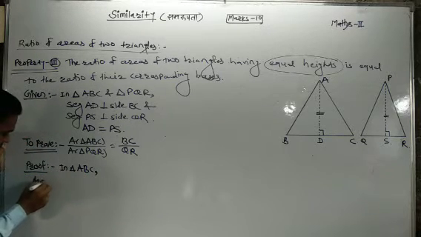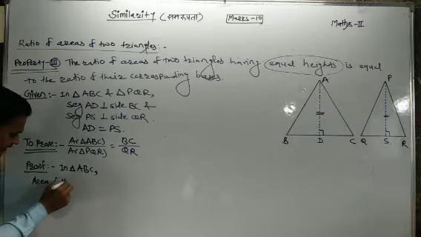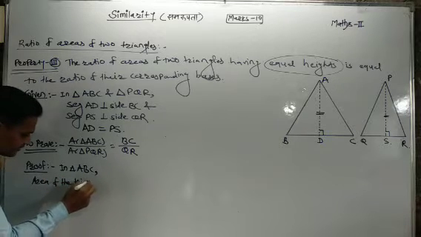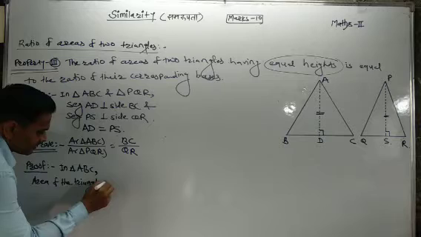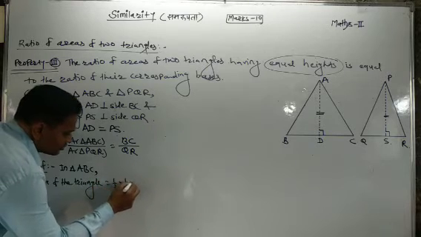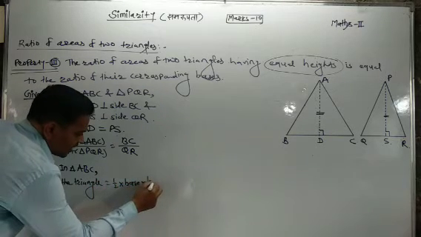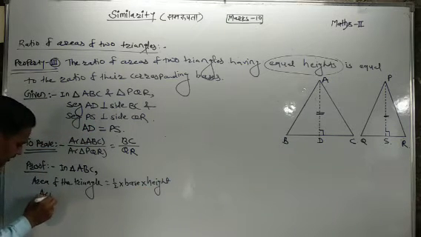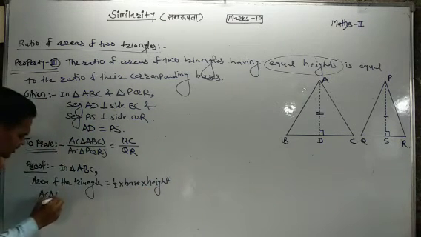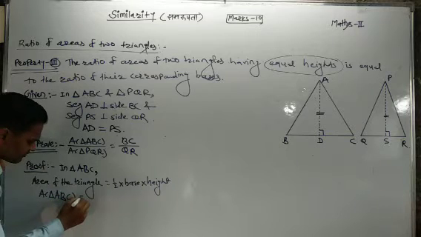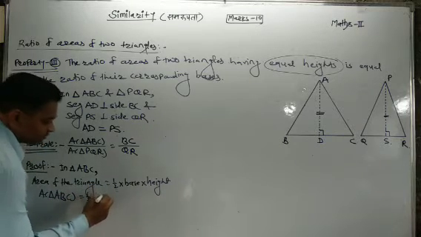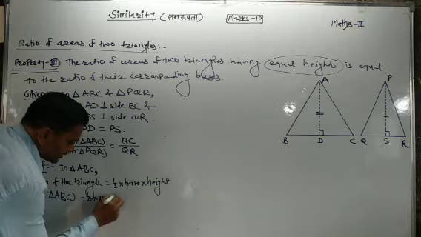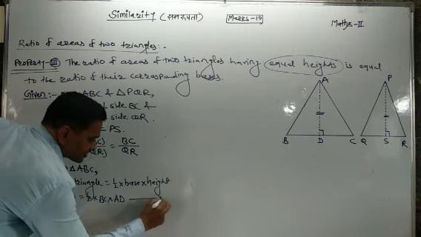Area of the triangle equal to 1 by 2 into base into height. Means area of triangle ABC equal to 1 by 2 base BC and height AD. This is step number first.